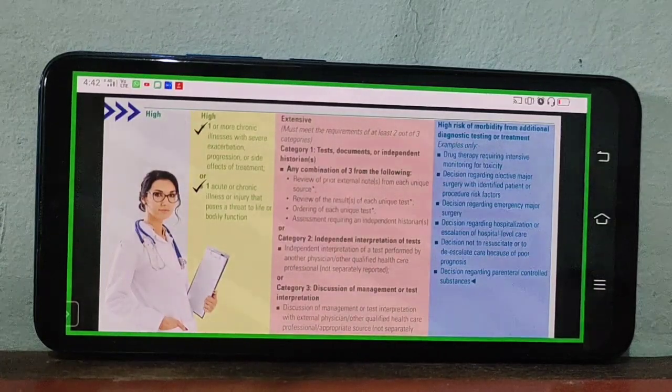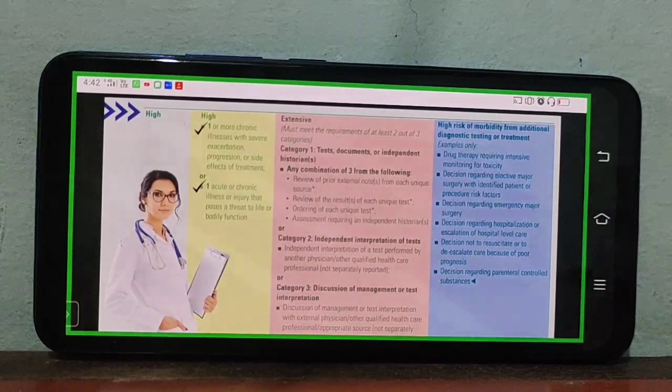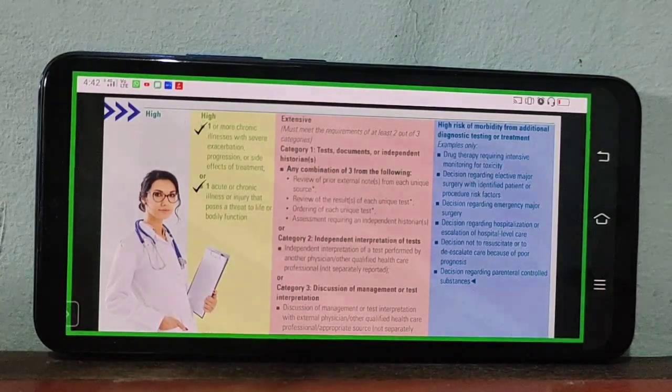Then the 5th point is decision not to resuscitate or de-escalation of care because of poor prognosis. Because of poor prognosis, the doctor takes the decision to de-escalate the care. That means to de-escalate the treatment because the condition has not been cured. Okay, so there is no chance to recover from a condition like HIV.